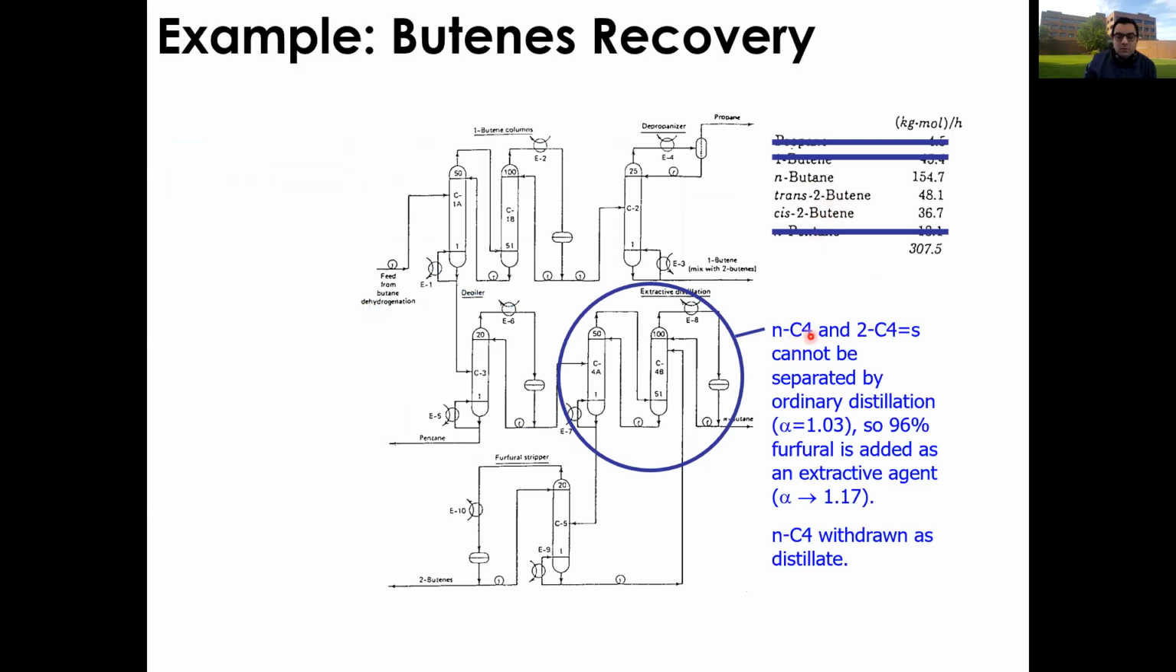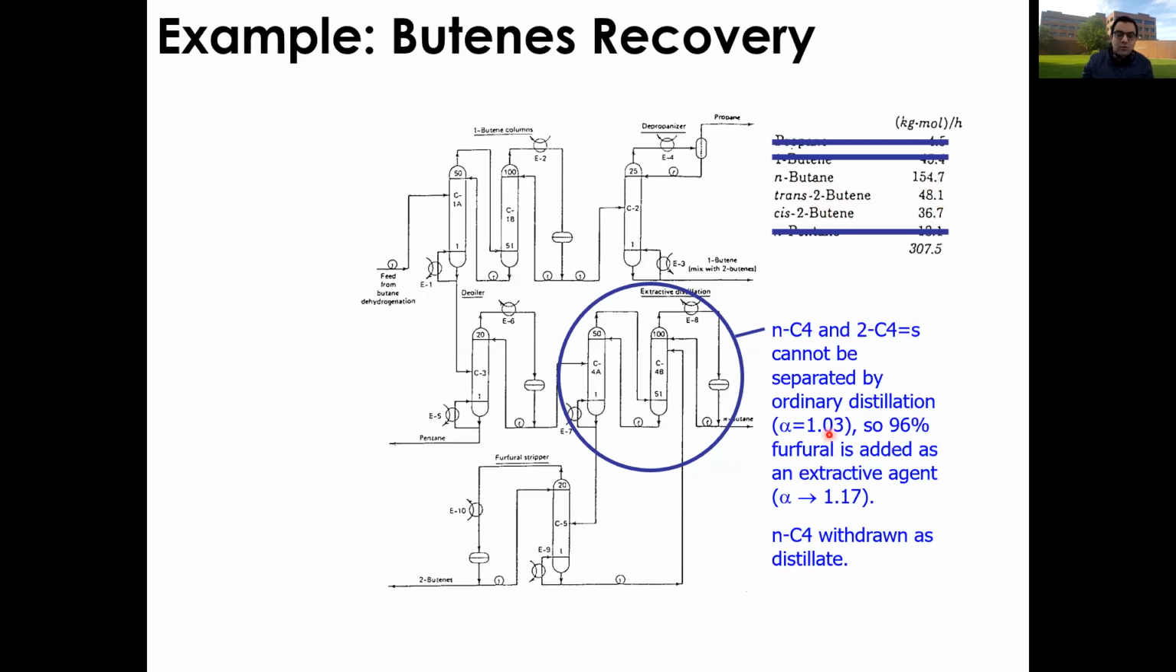So butane and the two butenes cannot be separated by ordinary distillation. So for some reason, distillation does not work for these guys. The boiling points are very similar. The species are very similar. I can't just use distillation. So I need to use absorption. So I'm using an extractive agent.